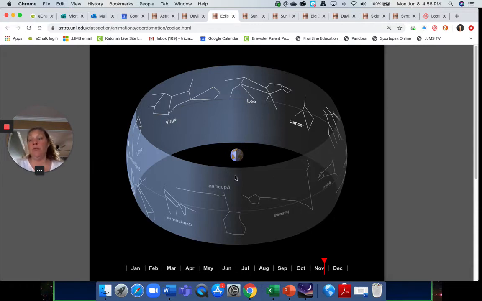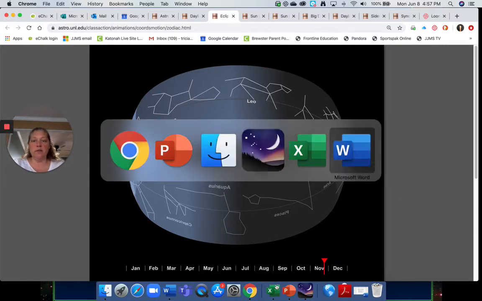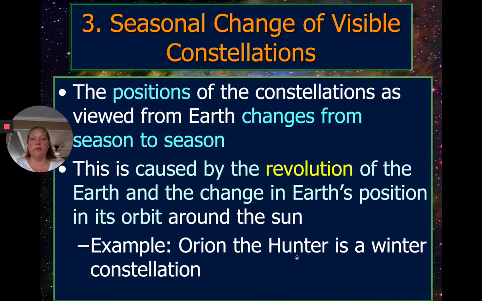So that's why if you look out in the winter sky, you can see Orion. Orion is a really easy constellation to see because of those three stars right in a row, the belt of Orion. You cannot see Orion in our summer because we're on the wrong side of the sun. The sun's blocking our view of Orion, right? So the constellations change with the seasons. That's the seasonal change of the constellations due to Earth's revolution around the sun.